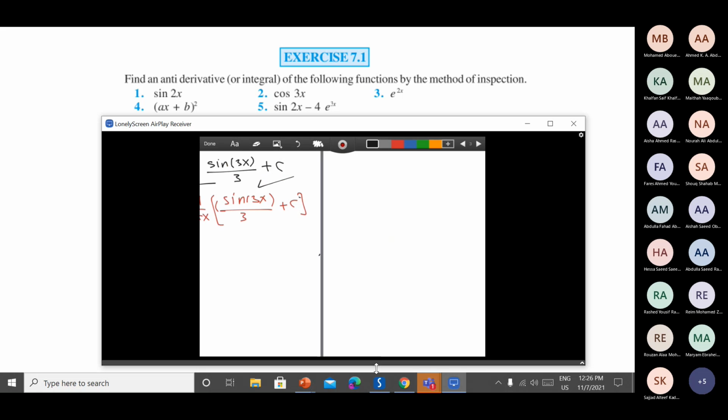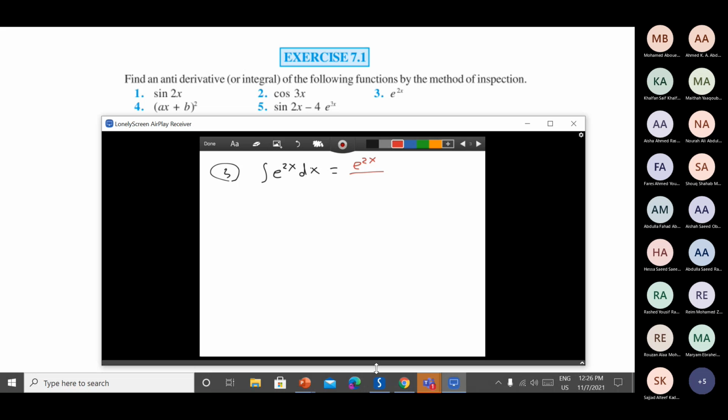Let's go for number 3. What is the antiderivative of e to the 2x? You got it now, right? Yes, it is e to the 2x divided by the derivative of the power, which is d by dx of 2x. So what do you have? e to the 2x over 2 plus the constant here. Easy?